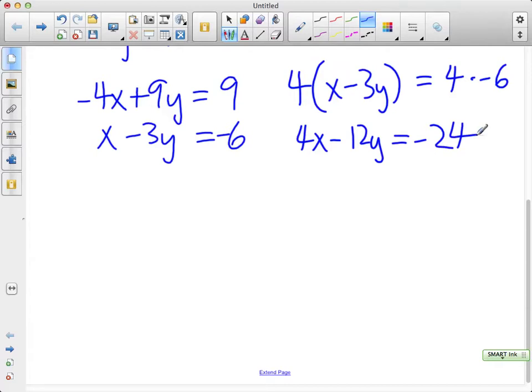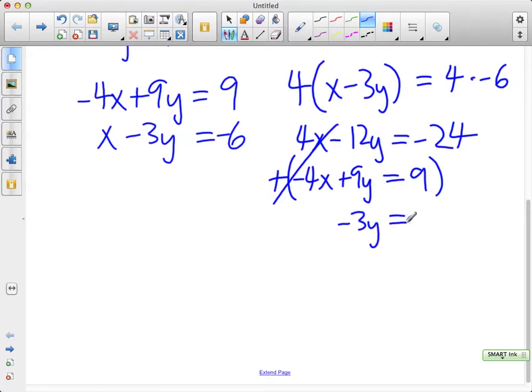Now I'm going to add the other equation, so plus negative 4x plus 9y equals 9. Now when I add the two equations together, my x's are going to be eliminated. So I eliminate the two x's, and then I just combine. So negative 12y plus 9y gives me negative 3y, and negative 24 plus 9 gives me negative 15. So negative 3y equals negative 15, and y equals 5.